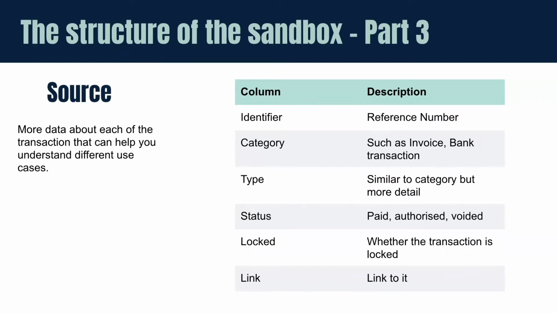And then part three, we have the source. So there's more data about each of the transactions that can help you understand the different use cases. We have identifier, which is the reference number. We have categories, such as an invoice, a bill, an expense, and so on. Then we have the type, similar to category, but in more detail. And we have the status, whether it's been paid or invoiced or ready to be paid, and so on, depending on the accounting solution that you're using. The language may vary, but the information is here nonetheless in Precision.